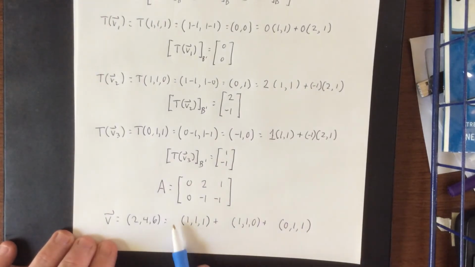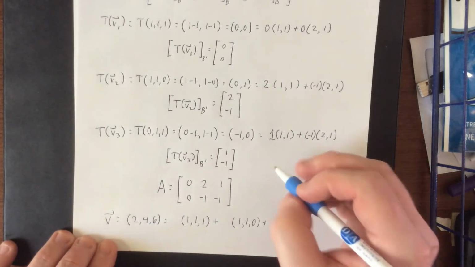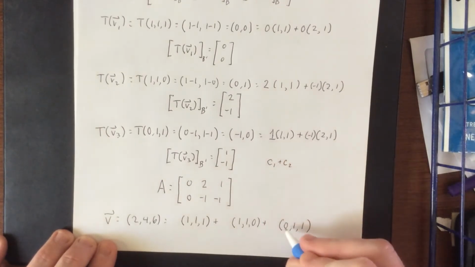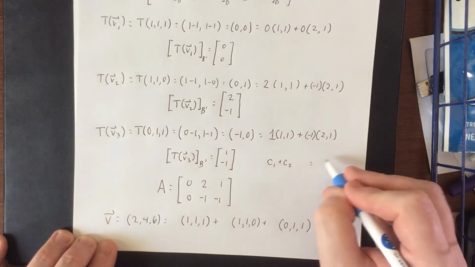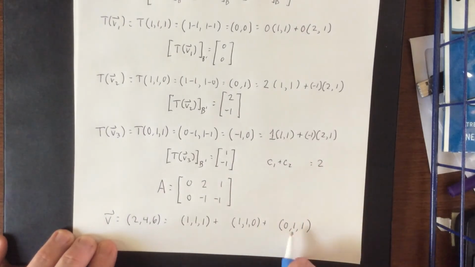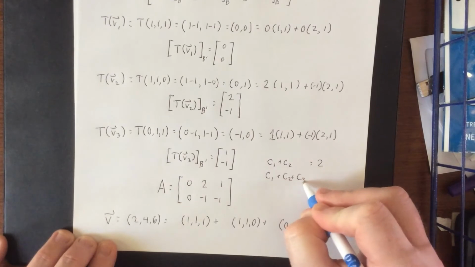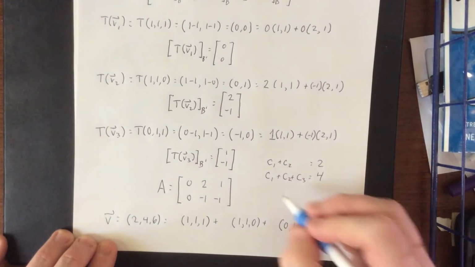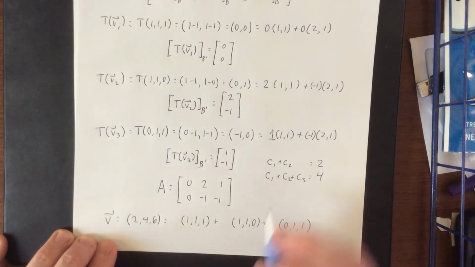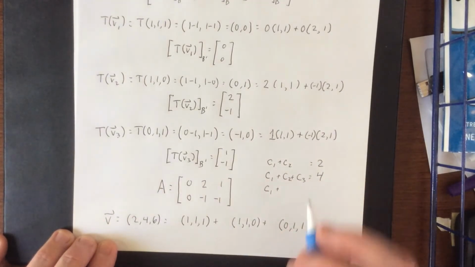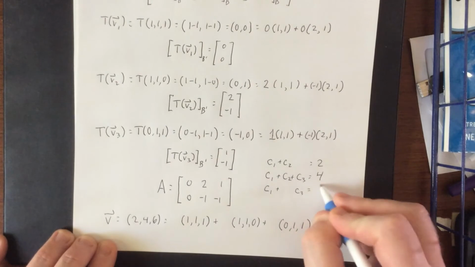Now again, if you wanted to call these C1, C2, and C3, set up a little system of equations. Actually, that's not a bad idea. Let's do that. So that's going to be C1 plus C2 plus 0C3 equal to 2. For the second component, that'll be C1 plus C2 plus C3 is equal to 4. And then C1 plus no C2 and then C3 is going to be equal to 6.